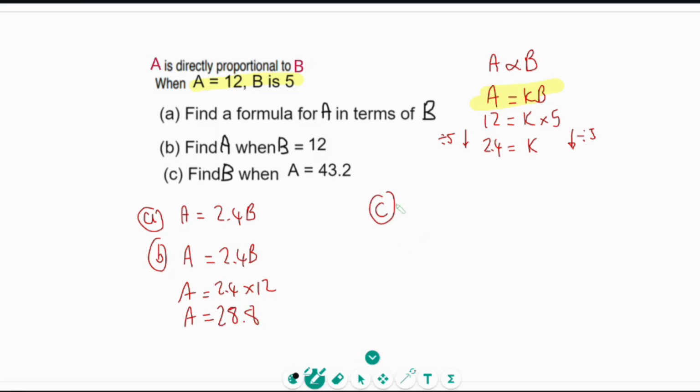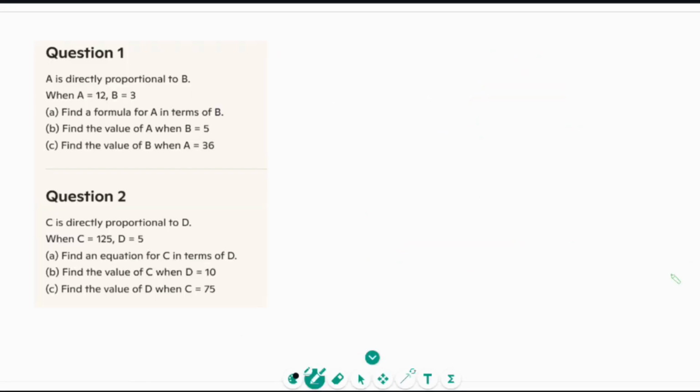C, find B when A is 43.2. I know A is 2.4B. I'm going to divide both sides by 2.4. So B is equal to 18.